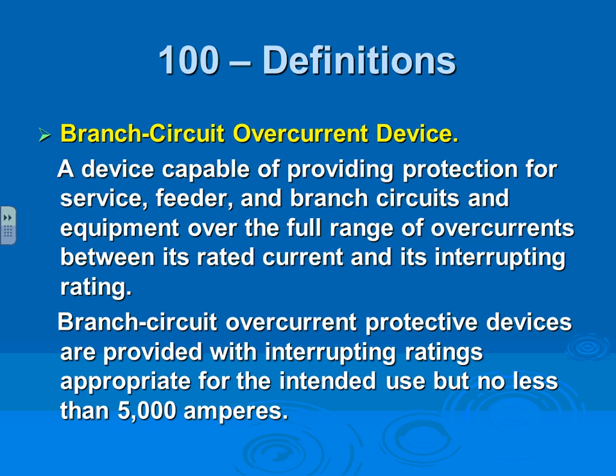Okay, I don't know why they call it a branch circuit overcurrent device, but this is how the NEC code book, guys, defines an overcurrent device capable of providing protection for, and this is kind of interesting, service, feeder, and branch circuit. So why do we call it branch circuit then? I don't know. I've been thinking about that one. Anybody know why we call it branch circuit when it provides protection for branch circuit, feeder, or service, and equipment over the full range of the overcurrent device between rated current and its interrupting rating. Branch circuit protection provided interrupting rating. Here's the minimum used, but not less than 5,000.